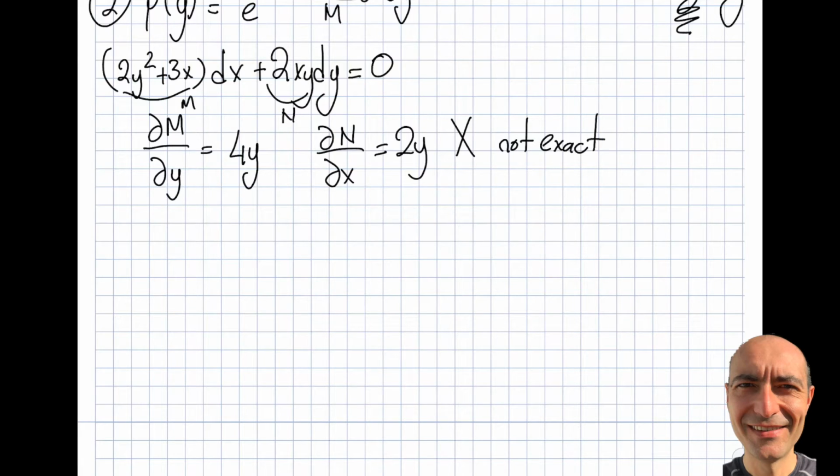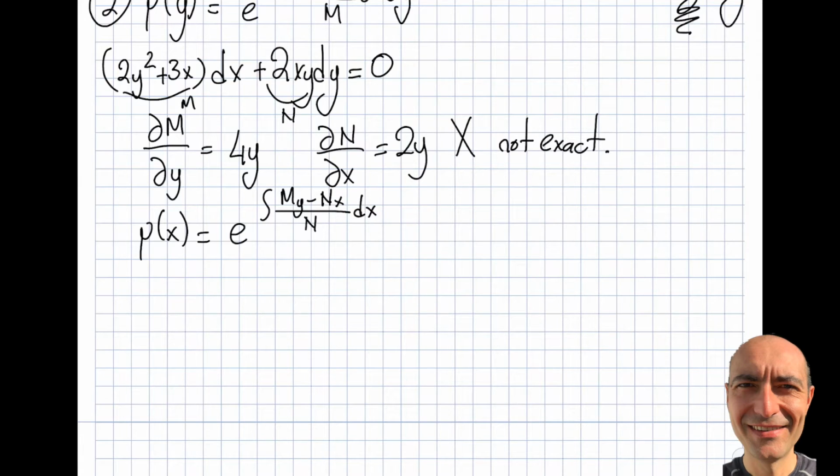Not exact. Then I need to multiply this by the integrating factor, if possible. Okay, may not or may work. We'll find out. So the integrating factor, the one that should only be a function of x, let's go with it: (M_y − N_x)/N dx, right?